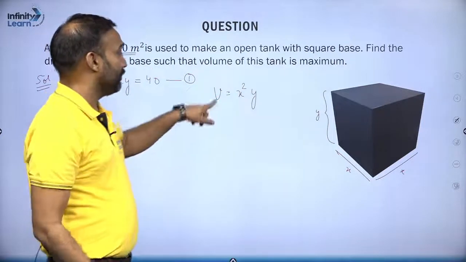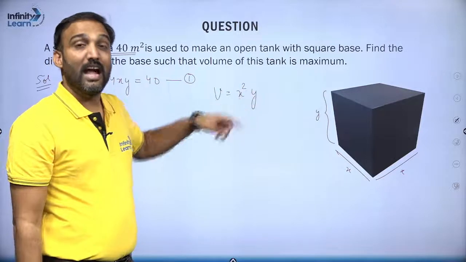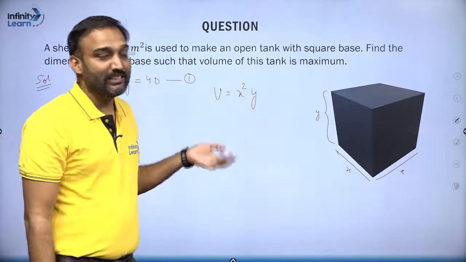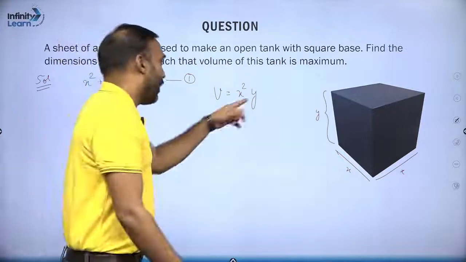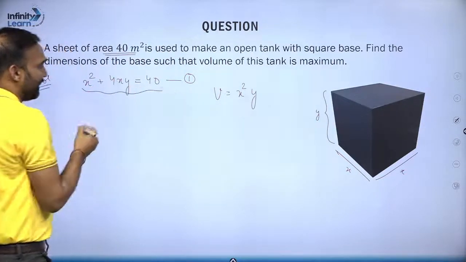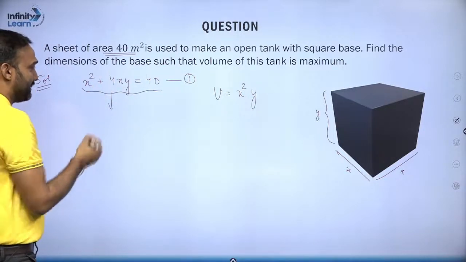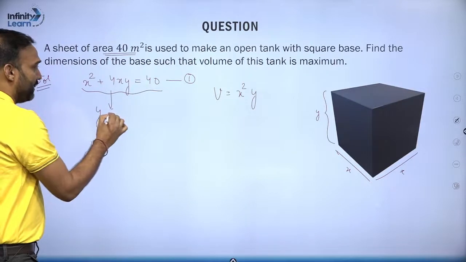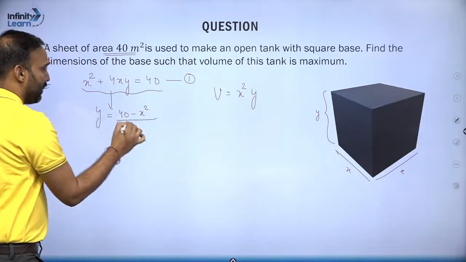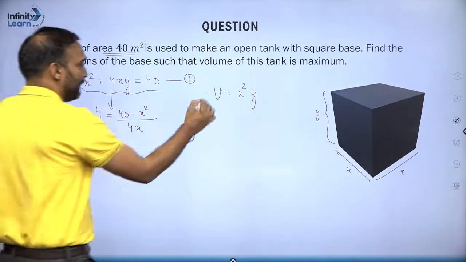So now I have to differentiate a volume to find out its maximum value, but I have 2 variables x and y. I need to remove one of them, because for differentiation I need only one variable. How to remove? I have an expression over here. So from here I can see calculating y is easy as compared to calculating x. So I am finding out y. Y would be (40 minus x square) upon 4x. And this y I will replace over here.